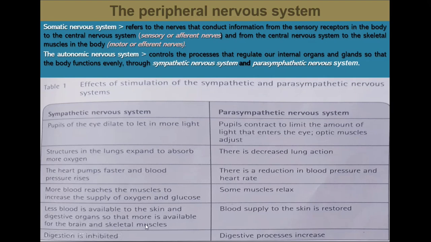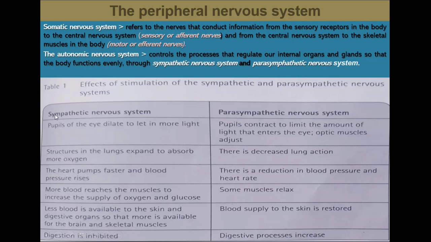Less blood is available to the skin and digestive organs so that more is available for the brain and skeletal muscle, because you're in danger, meaning to protect your brain and your coordination. More blood in the brain and skeletal muscle means you are prepared to fight or run. Then digestion is inhibited when you're in danger.